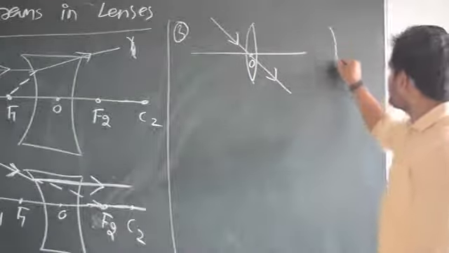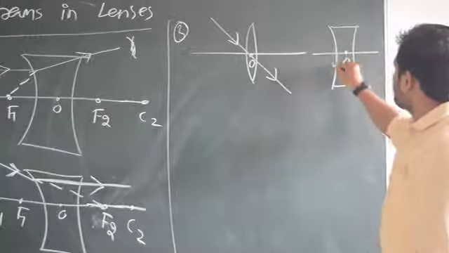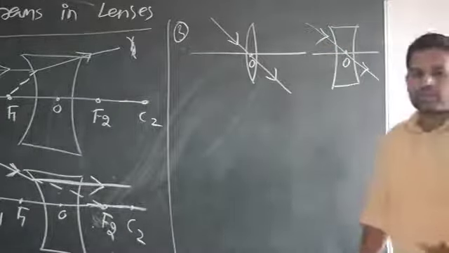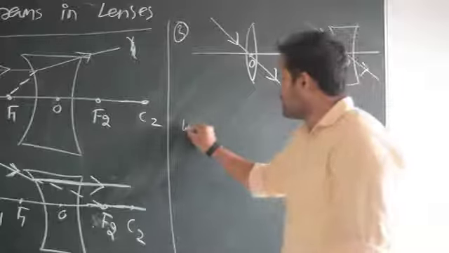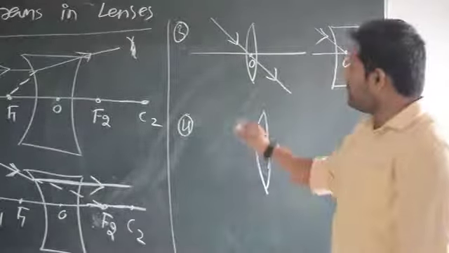The same is the case with a biconcave lens also. Here I have the optical center. If a ray of light is passing through the optical center, it goes undeviated. There is no deflection. So that is also clear. Let us get into the fourth rule. The fourth rule is a repetition of this only.